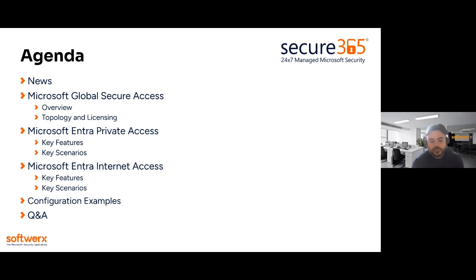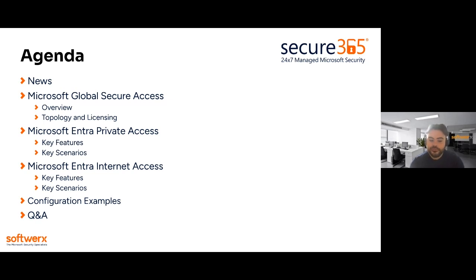We'll then move into the Microsoft Entra Private Access segment of the platform, in particular around the key features, topologies, and also the key scenarios where this could benefit your business. And then we'll jump into the Microsoft Entra Internet Access. And again, we'll look through the key features, key scenarios, topologies, and whether that can also benefit the business.